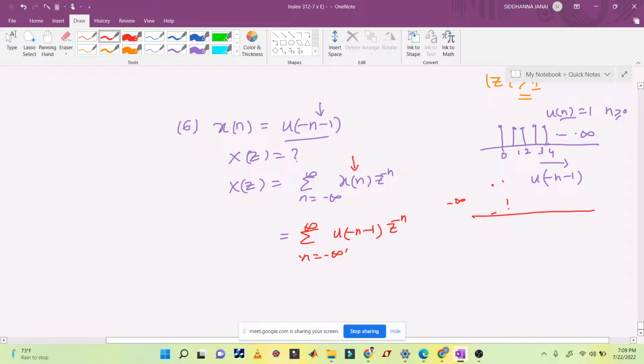We don't have anything here. From here onwards this signal exists, minus 1, minus 2, up to minus infinity.